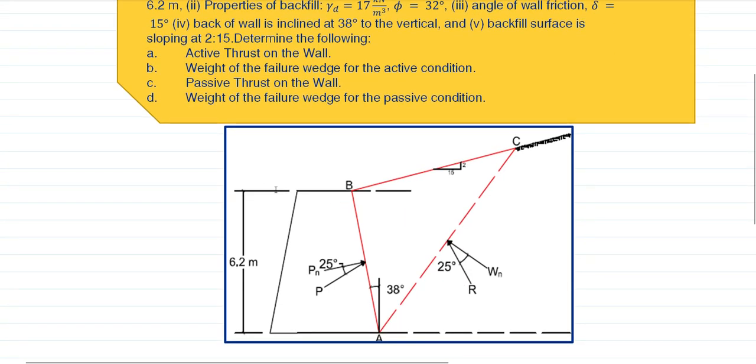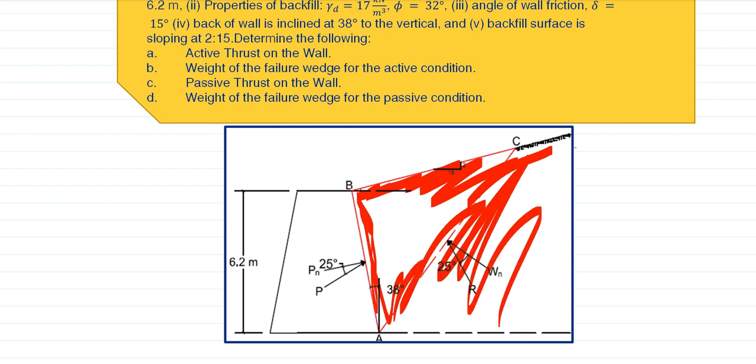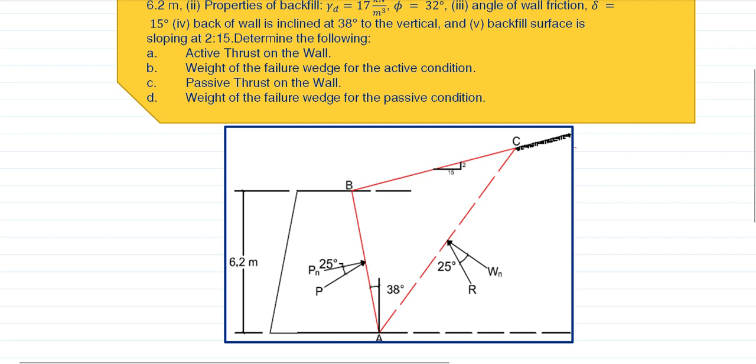So to start, syempre, kailangan natin i-drawing yung problem natin or yung figure ng problem natin. So, as you can see, this is yung retaining wall natin. And ito yung soil na i-retain niya. So, sabi dun sa problem, yung retaining wall is 6.2 meters high. So, vertical height yon.